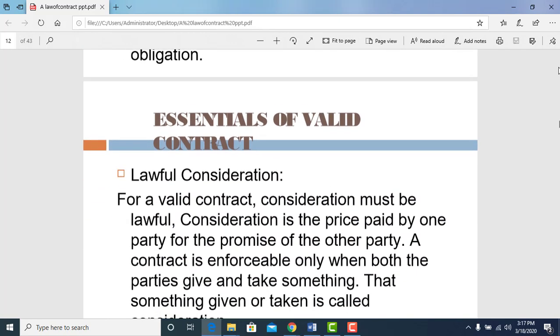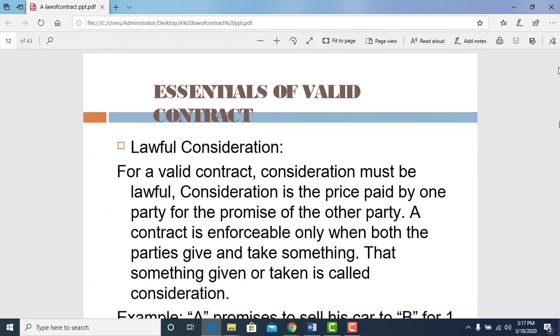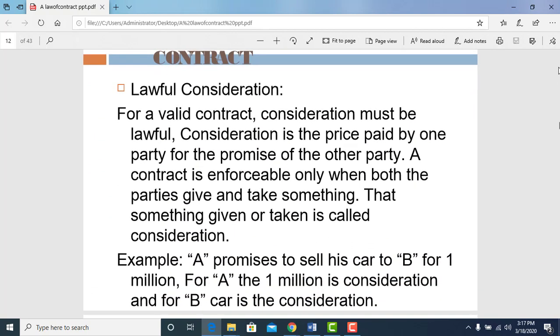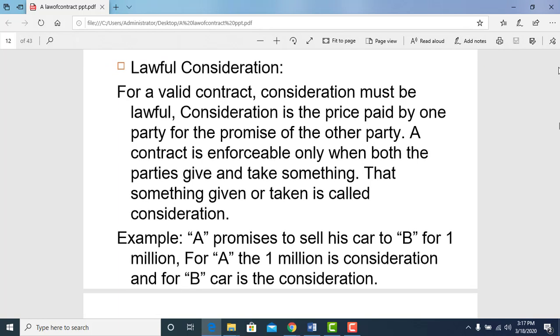Lawful consideration. For a valid contract, consideration must be lawful. Consideration is the price paid by one party for the promise of the other party. A contract is enforceable only when both parties give and take something. That something given or taken is called consideration. Example, A promised to sell his car to B for 1 million. For A, the 1 million is consideration, and for B, car is consideration.